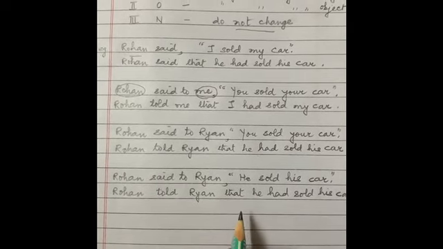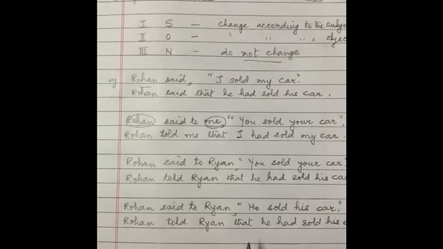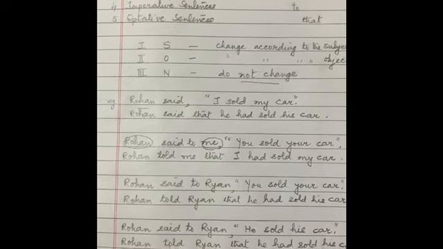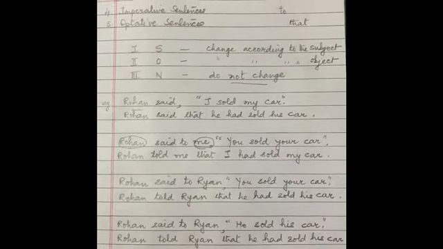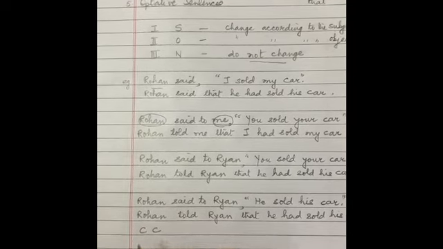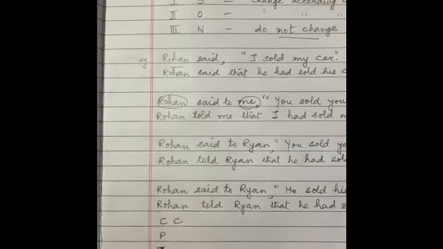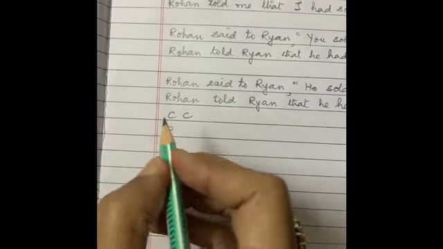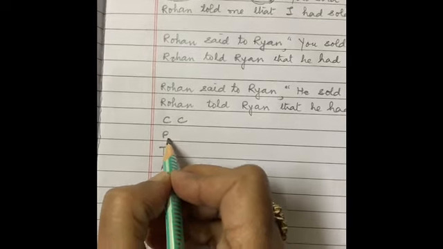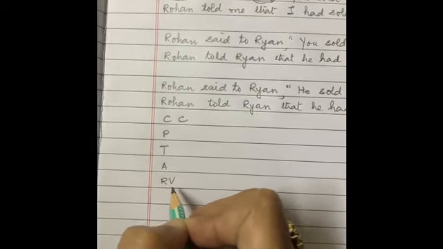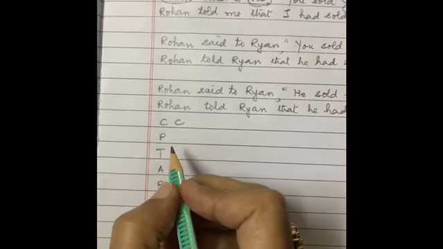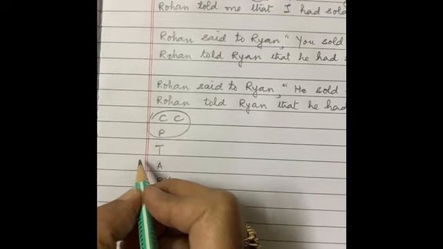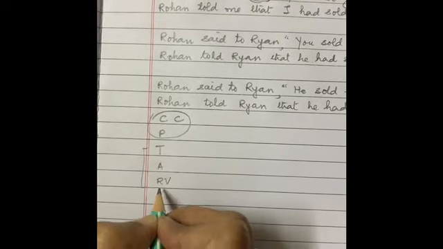So this much is enough for today. Now in the next video, I'll come up with rules for the things which are left. We will again revise the mnemonics. CC, P, T, A, R, V. Children can play, talk and relish vegetables. So these first two have been done. The next three we will do in my next video.